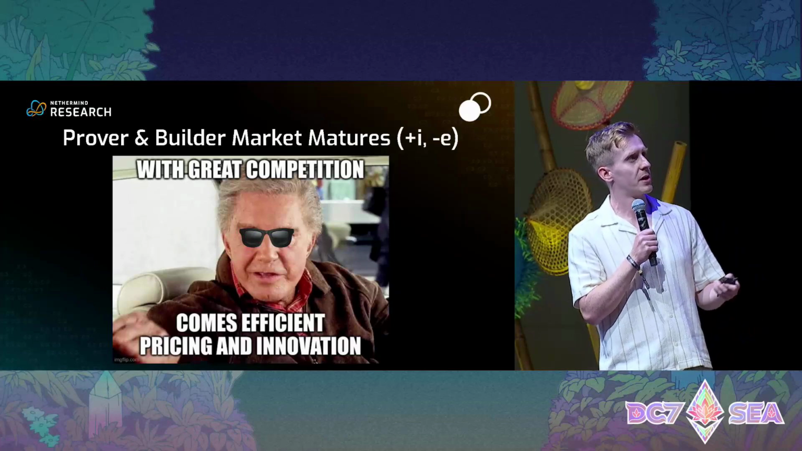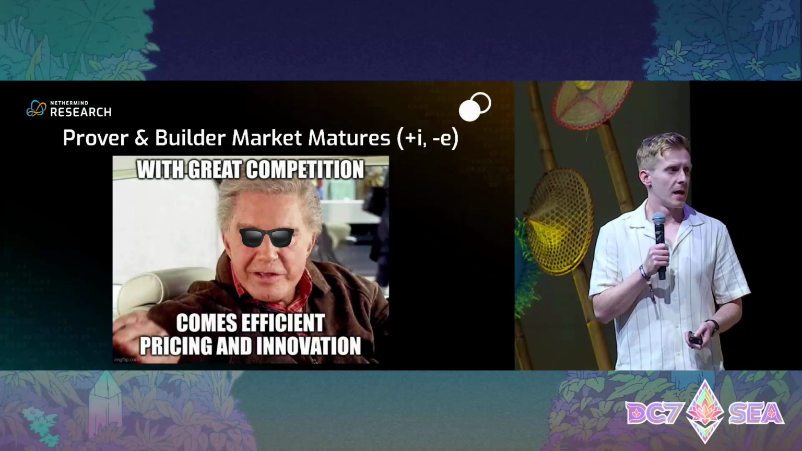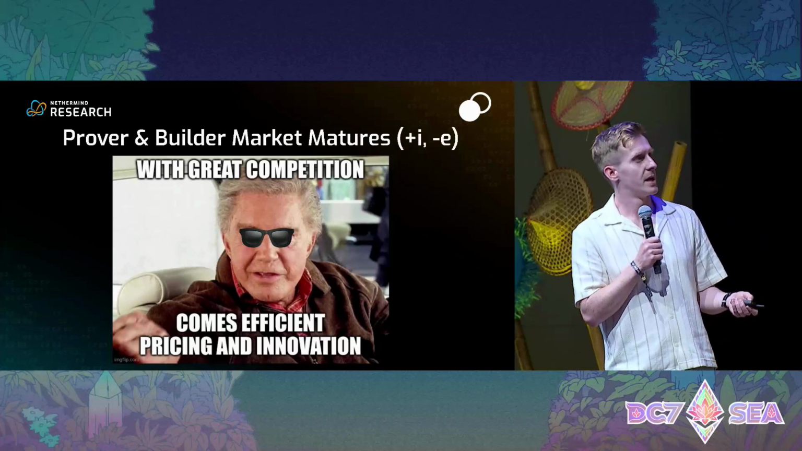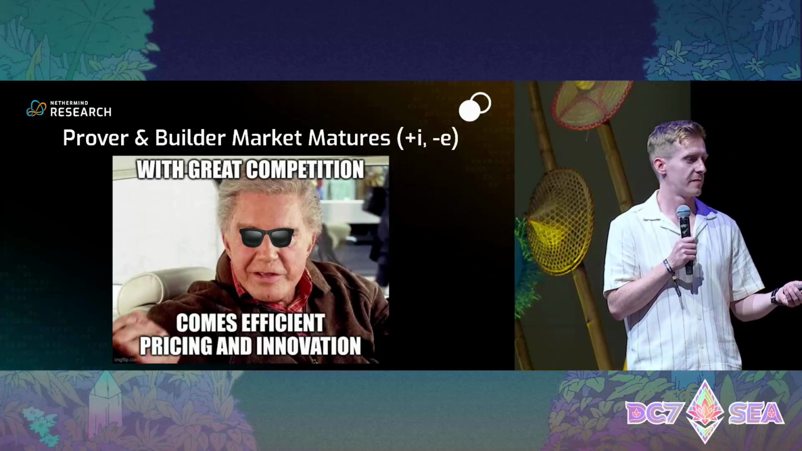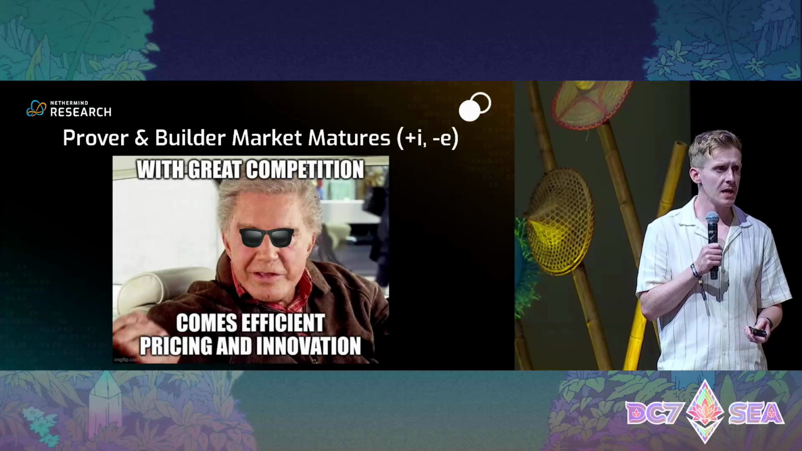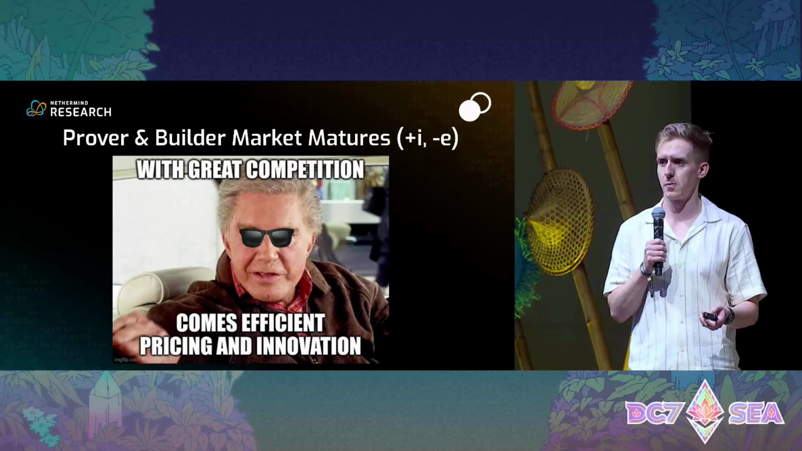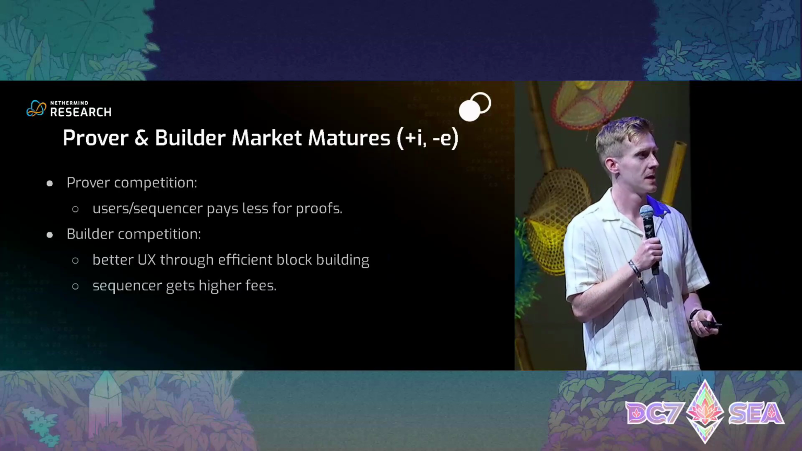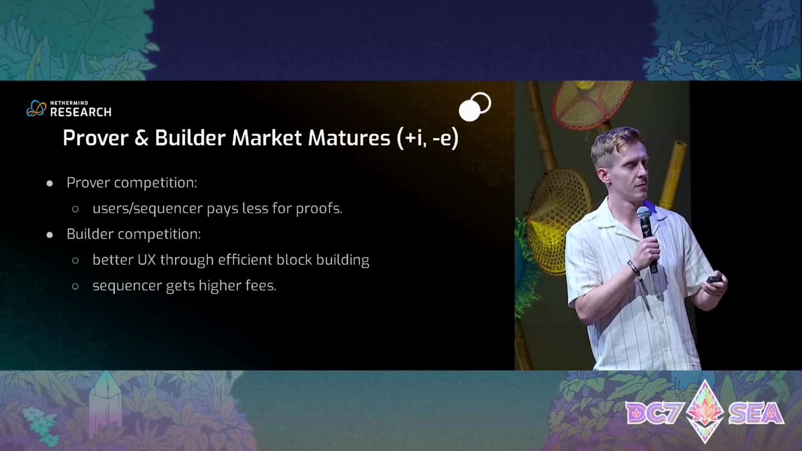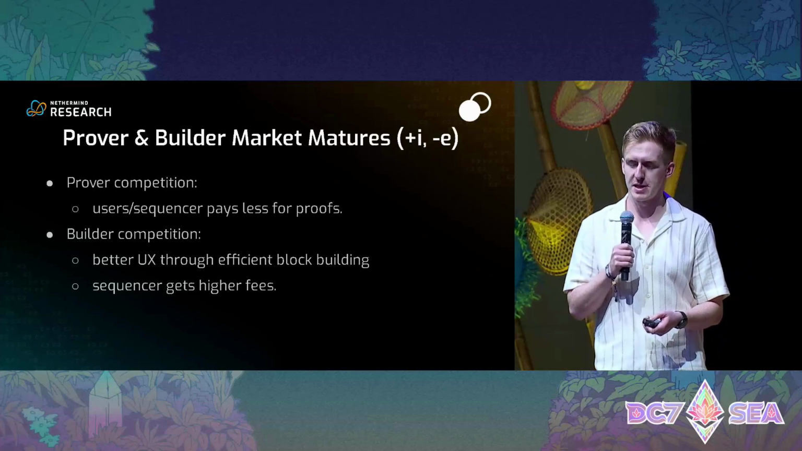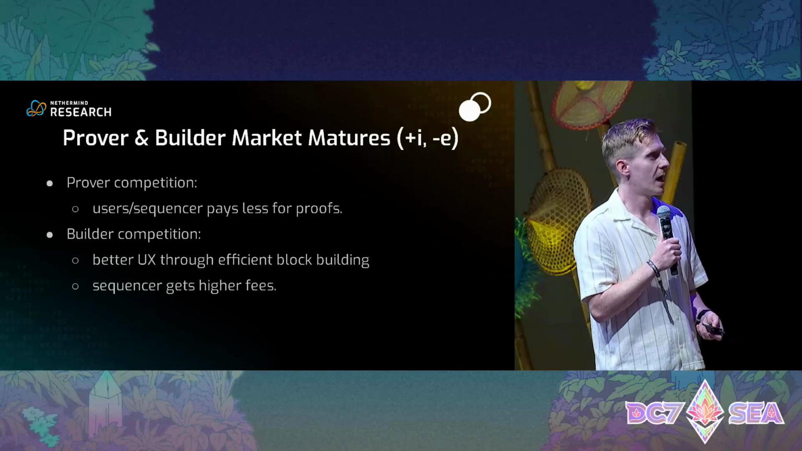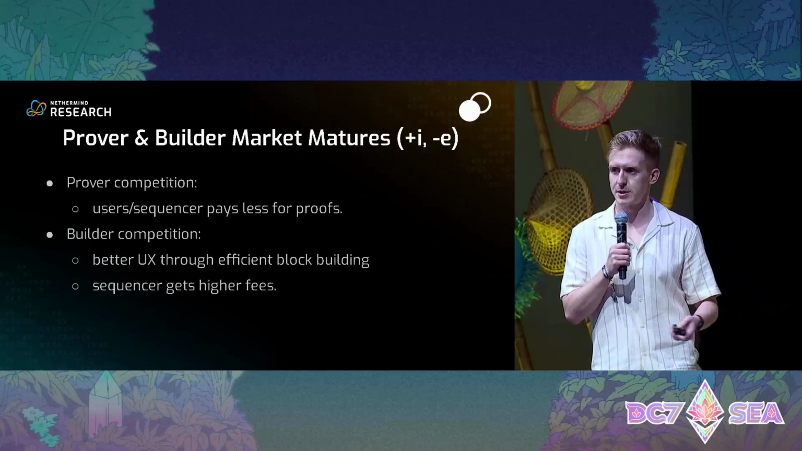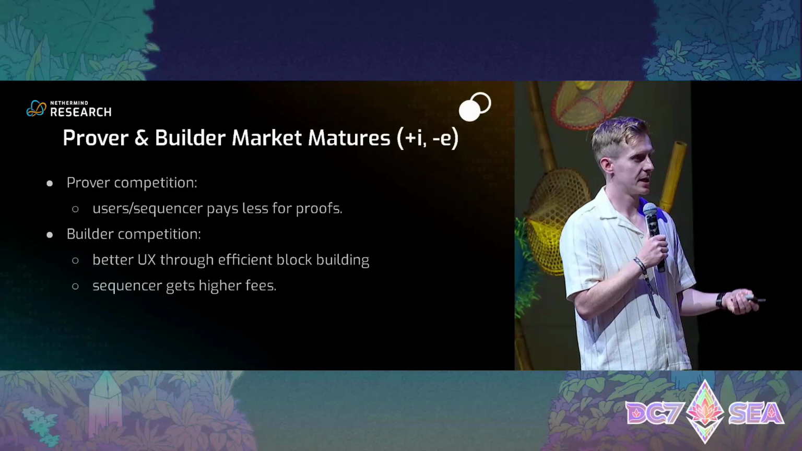So the prover and builder market maturing. I mentioned this already. So Uncle Ben mentions that with great competition comes efficient pricing and innovation. And again, that's just what we're seeing on L1, and we expect to see that in L2 as well. So with prover competition, users and sequencers have to pay less fees. And with builder competition, we're going to get better UX through more efficient block building, and the sequencers are going to get higher fees.